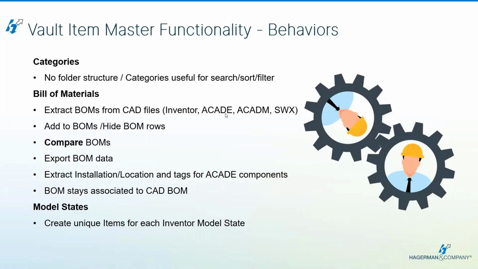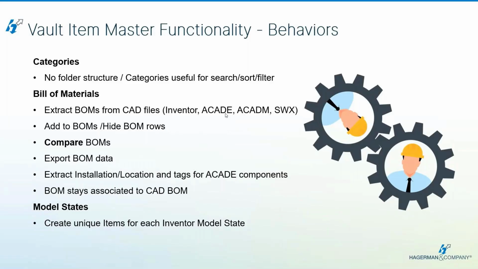You can export that data from Vault. For AutoCAD Electrical, that has some very interesting behavior where you can actually include tags and installation and location data in the bill of materials, which can be very, very important for assembly purposes. But what's most important of all is that the CAD file can still own the CAD portion of the BOM. So when you update the BOM in CAD and update your item in Vault, the CAD portion of the BOM updates, right? So you're not removing ownership of the BOM from the CAD file.